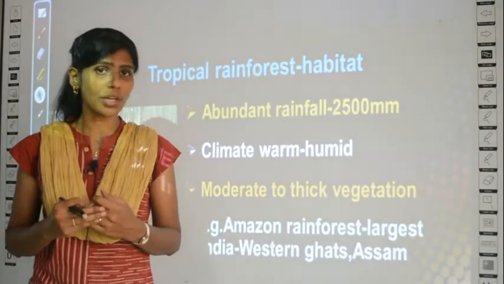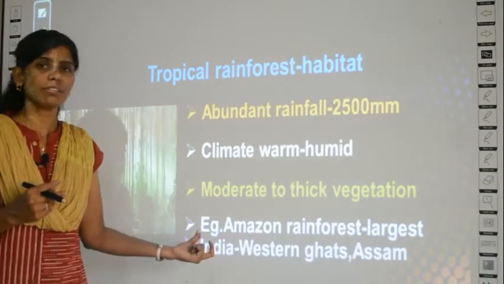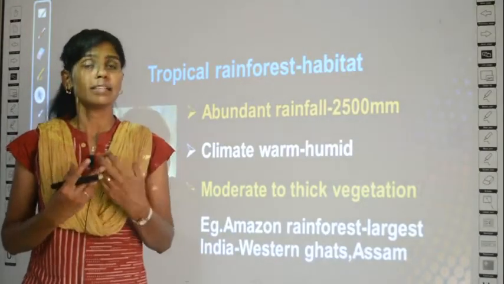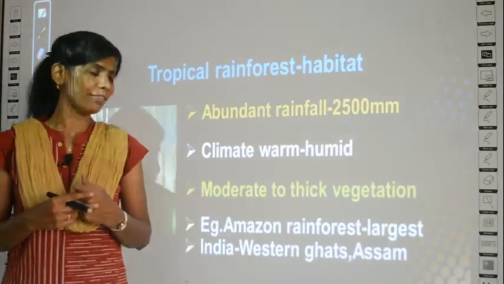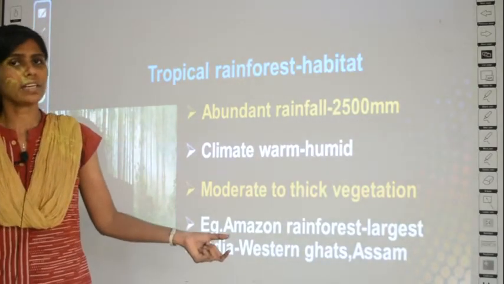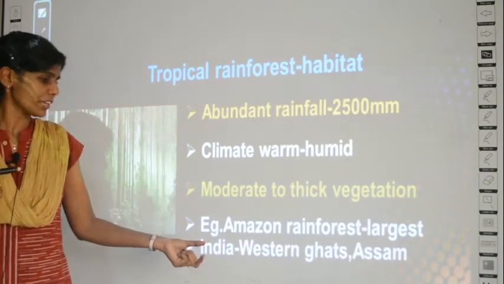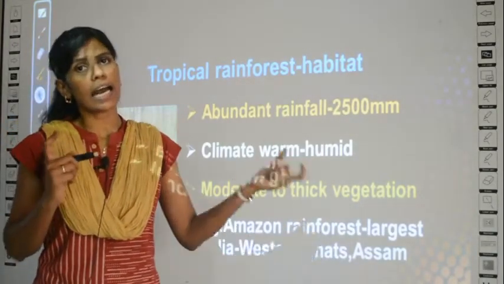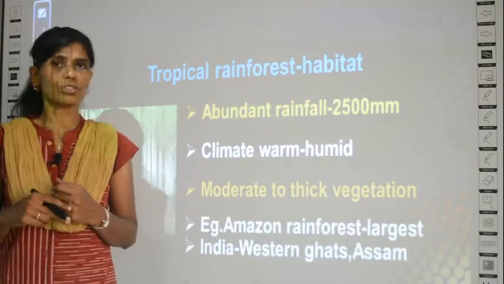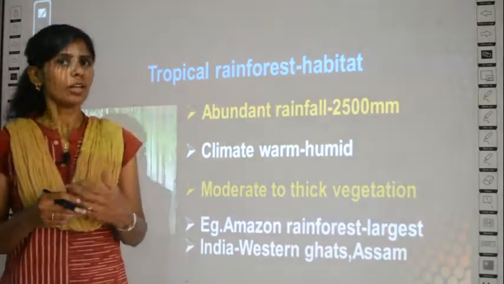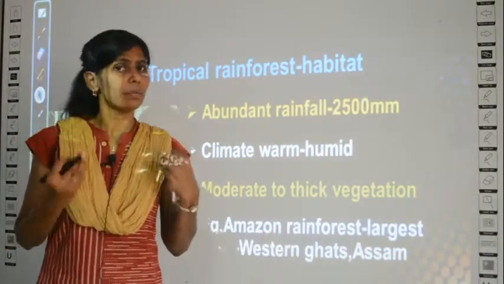Which is the largest rainforest on the earth? Amazon rainforest is the largest rainforest on the earth, where we are living. What about India? In India, where can you find tropical rainforest? In India, you can find tropical rainforest in the Western Ghats and in Assam. These places you should all know. In one-word and one-mark questions, you will get these questions, so memorize.